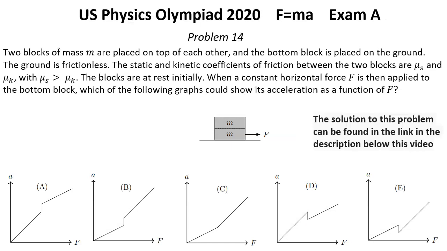Problem number 14. Two blocks of mass m are placed on top of each other, and the bottom block is placed on the ground. The ground is frictionless. The static and kinetic coefficients of friction between the two blocks are μs and μk, with μs greater than μk. The blocks are at rest initially. When a constant horizontal force F is then applied to the bottom block, which of the following graphs could show its acceleration as a function of force F?